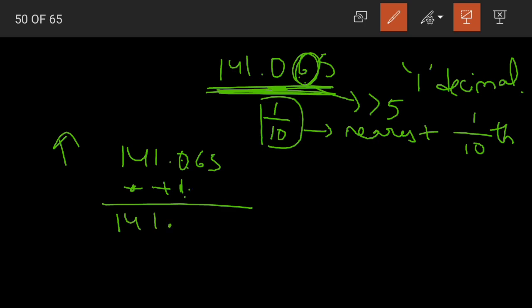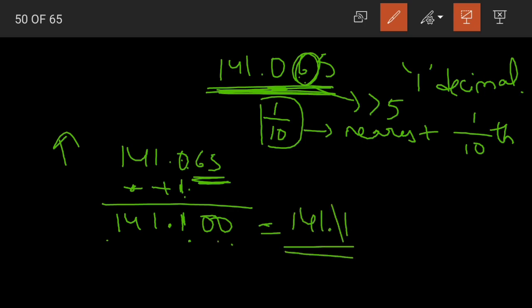141 as it is, 0 plus 1, 1, and then the remaining 2 digits become zeros. Yes, 141.100 is nothing but 141.1. In the final answer, now we are having only one decimal place. This is just a simple rounding off of the given number.